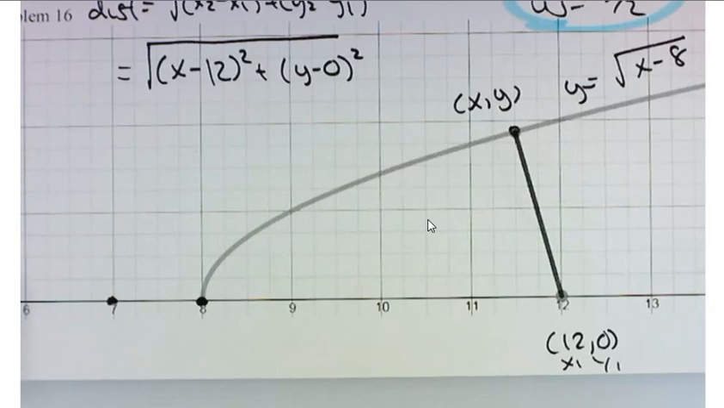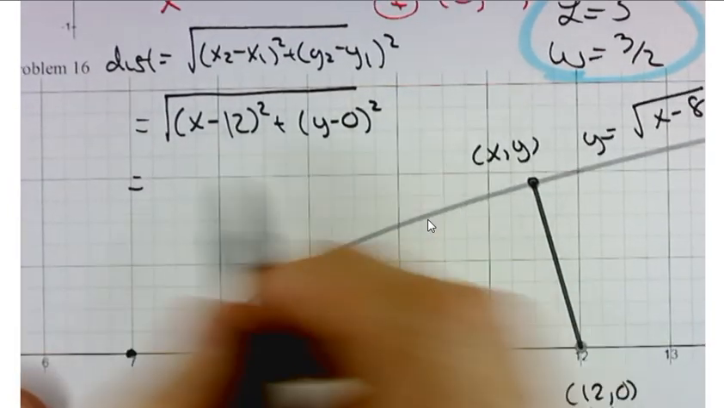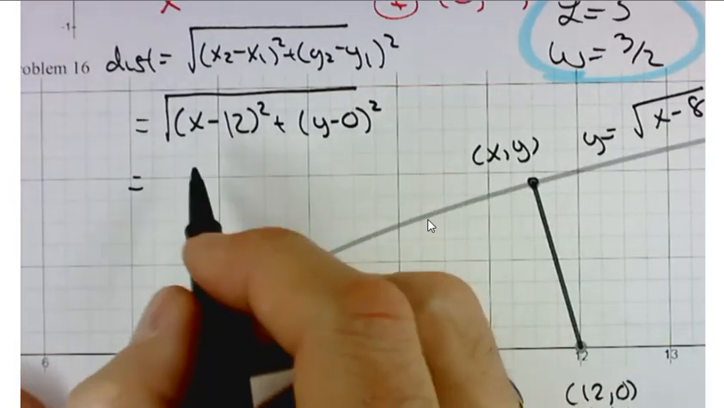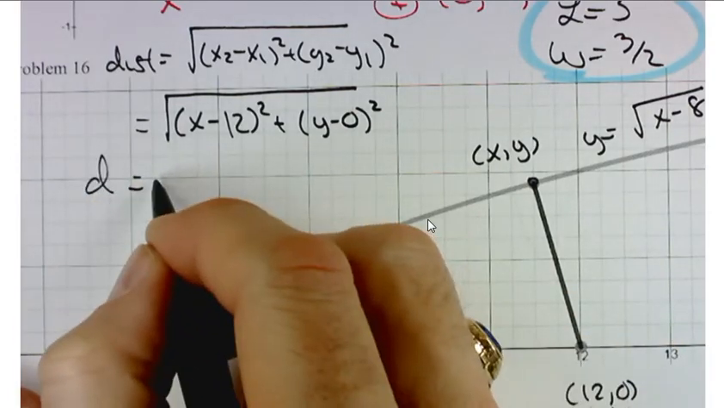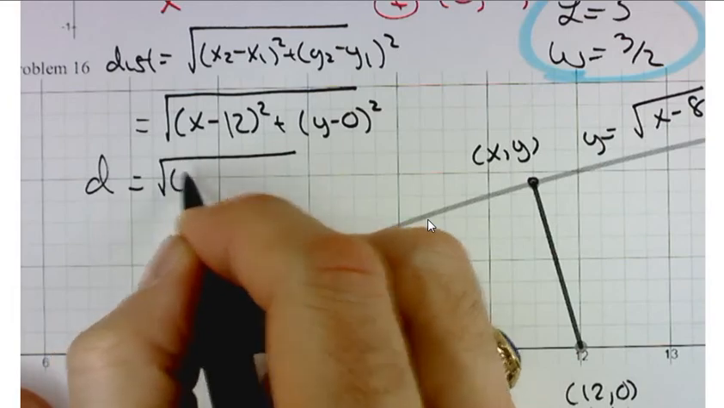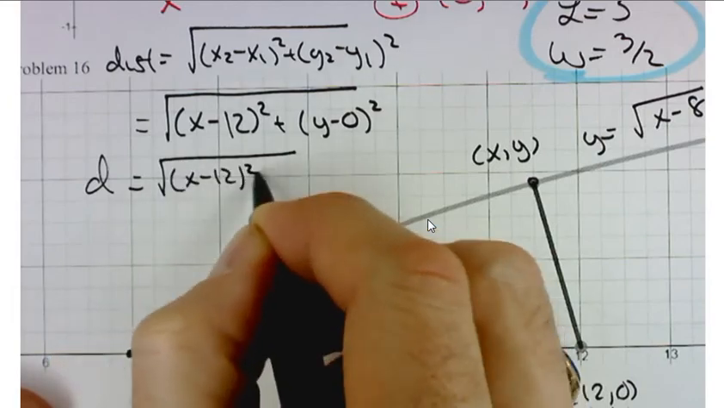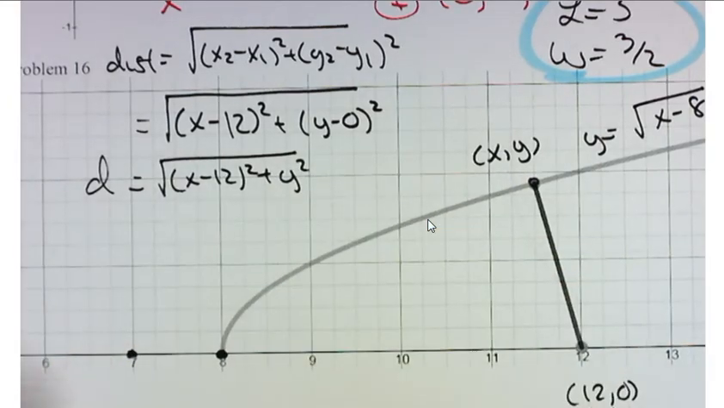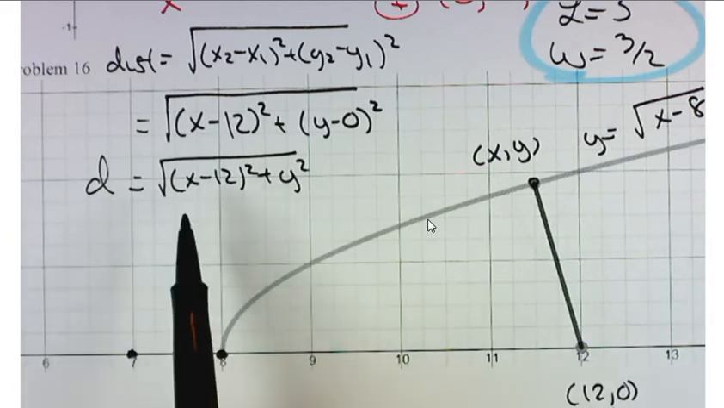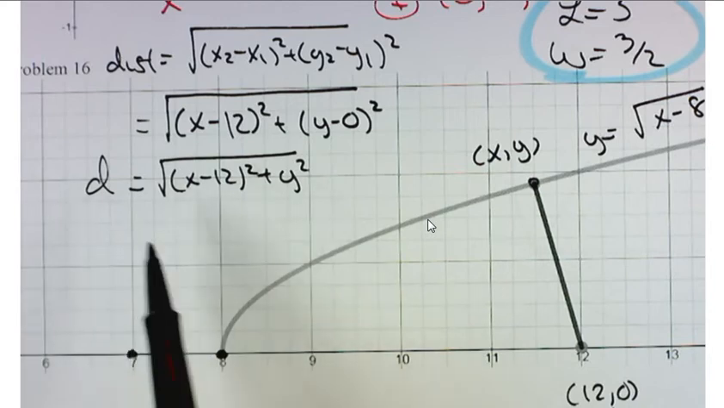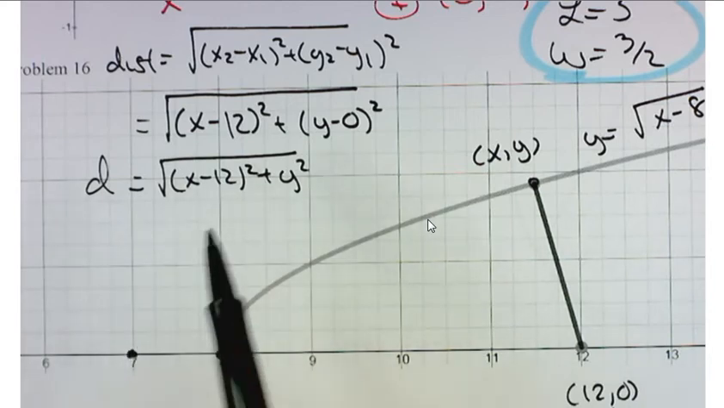Well, a couple things here. Let's call this d. This is the square root of (x minus 12) squared plus y squared. I gotta confess that it took me a while to get used to this when I first saw this in a calculus class. We want to minimize this distance.